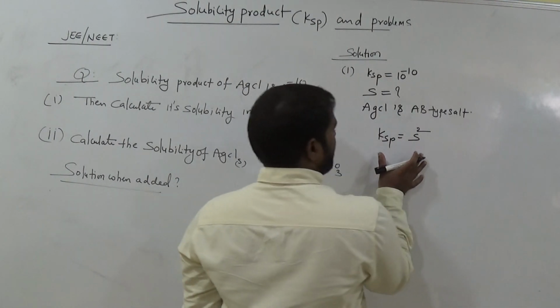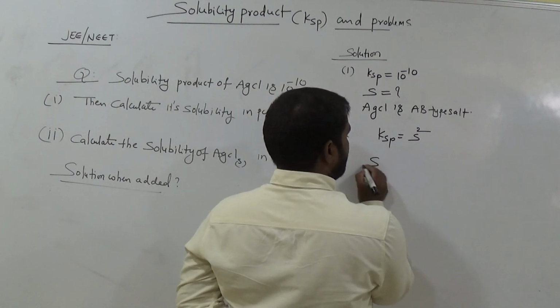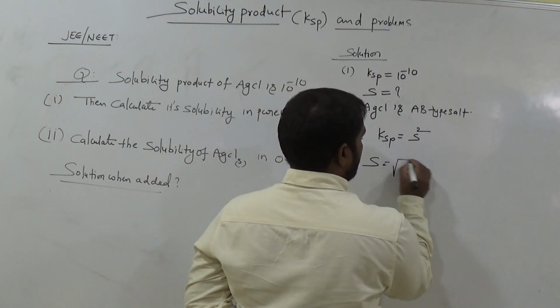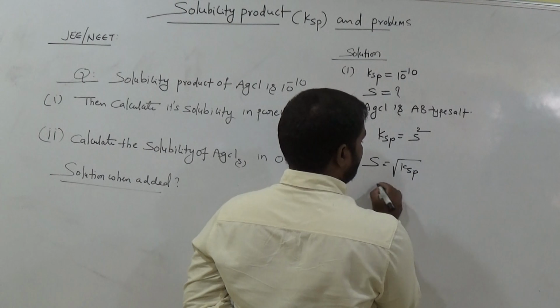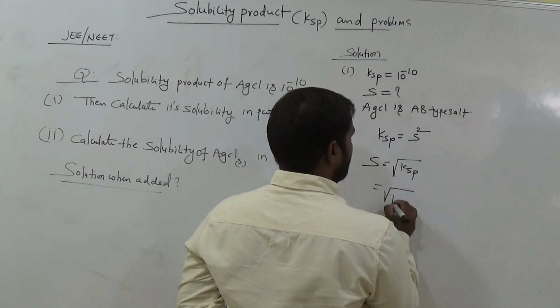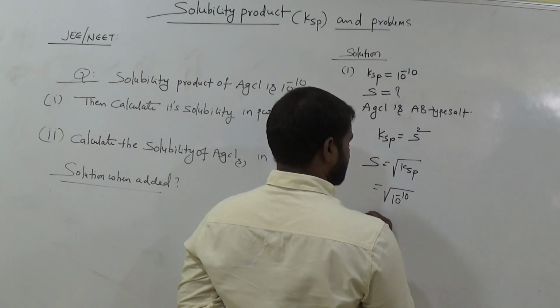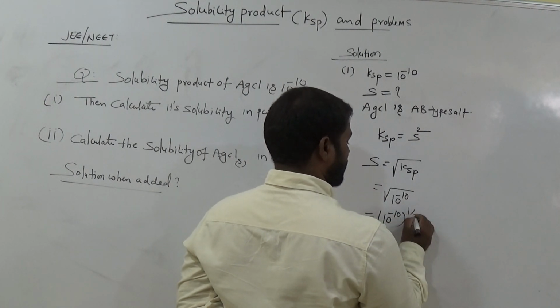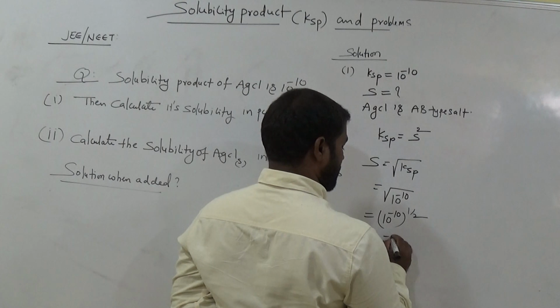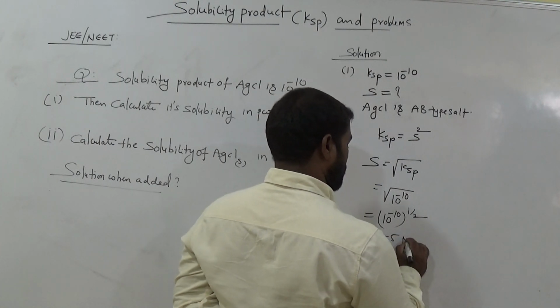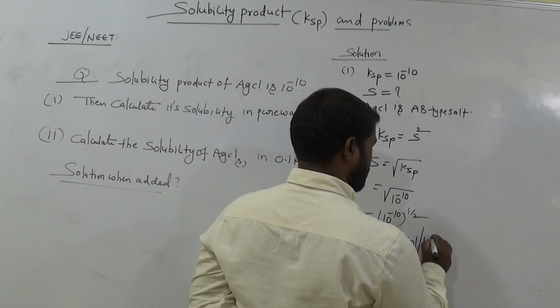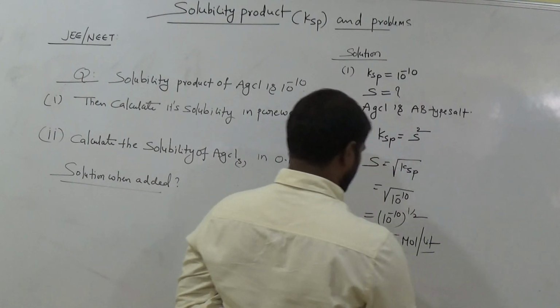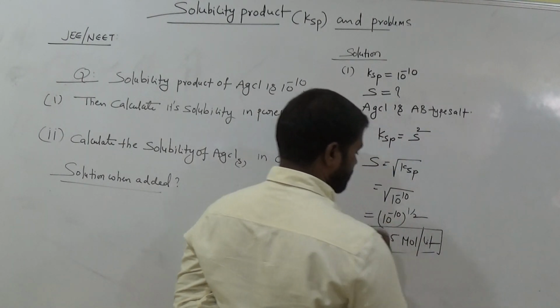S square or not? S square. From this, S equals how much? Square root of KSP. What is the given KSP? 10 power minus 10. What happened here? 10 power minus 10 whole power 1 by 2. That is 10 power minus 5 mole per liter. Clear? In pure water, what is the solubility?